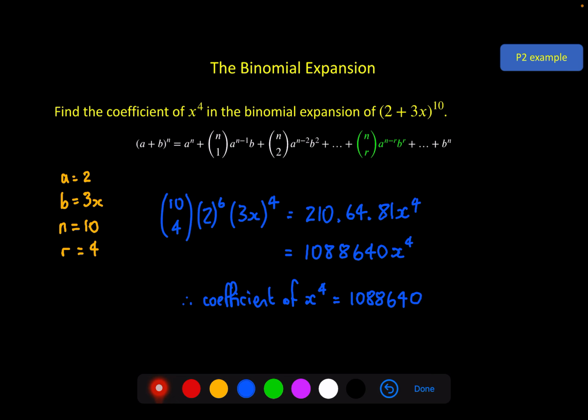So this green term here, it won't be highlighted in green in the formula booklet, obviously, but it will be in the formula booklet. This is a powerful tool. It's the general term.